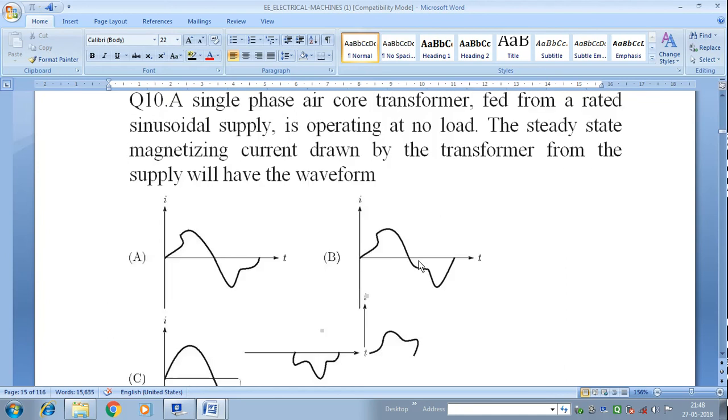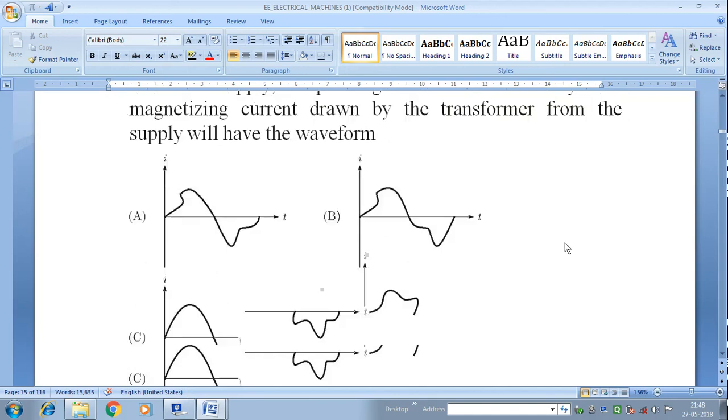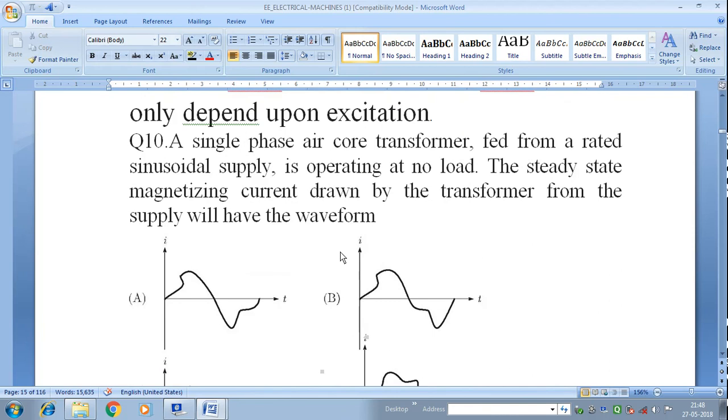Next question: a single phase air core transformer fed from a rated sinusoidal supply is operating at no load. The steady state magnetizing current drawn by the transformer from the supply will have the waveform like this. So it means he is asking, what is the steady state magnetizing current waveform? What is the shape of the steady state magnetizing current waveform? This is a very simple question.